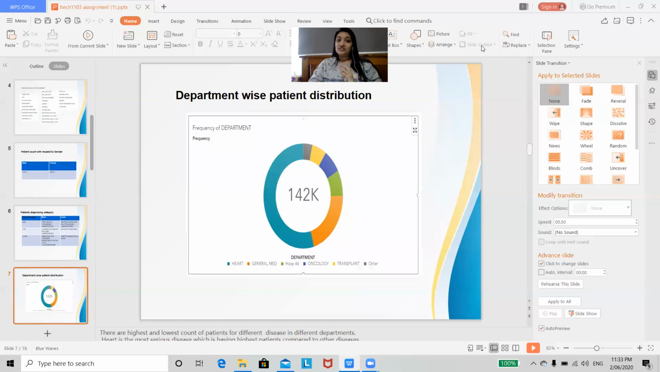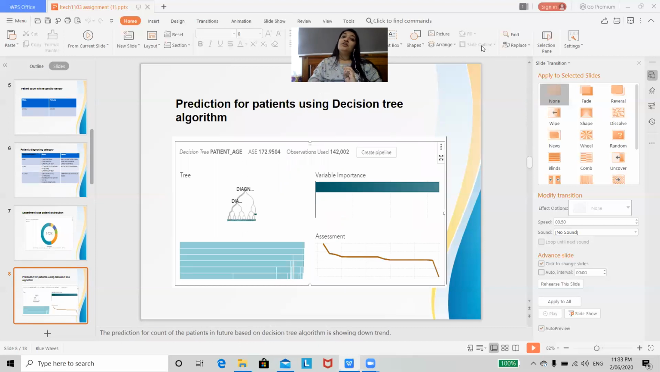The next one is the department-wise patient distribution. There will be a pie chart shown. The pie chart for 142002 patients shows departments: heart, general medical, hospitals, oncological, transplant, and others. So the frequency of department, you can see how much, and the prediction of a patient using a decision tree algorithm.